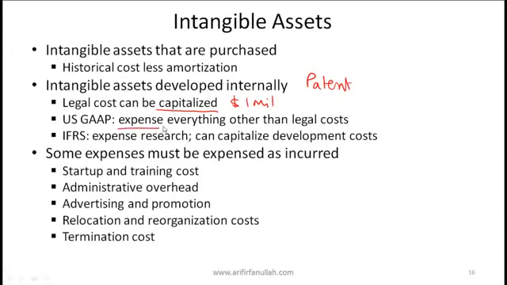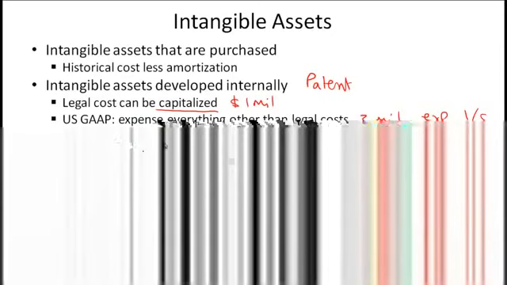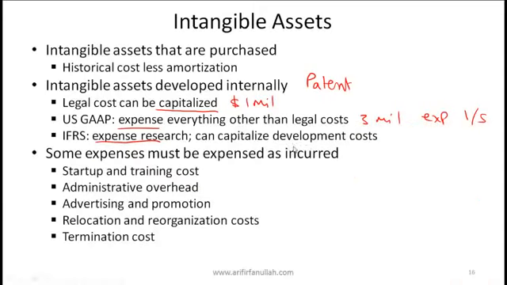According to US GAAP, all other expenses related to this patent have to be expensed. So if you spend $3 million on this patent, other than the legal fee, this 3 million has to be shown as an expense in the income statement for the year where this patent was being developed. According to IFRS, any research related work that you do for this patent should be expensed, whereas development costs, so actually building prototypes related to this patent or development work, can be capitalized. Again, more detail on this later.